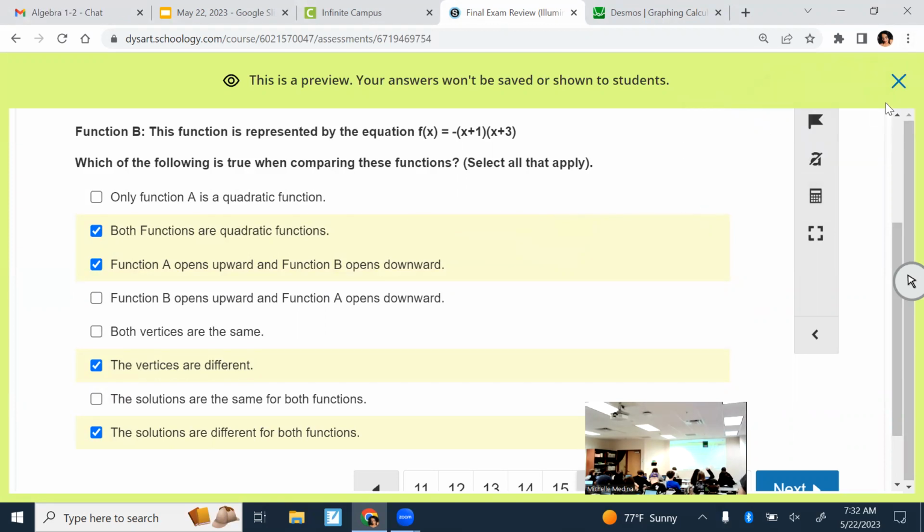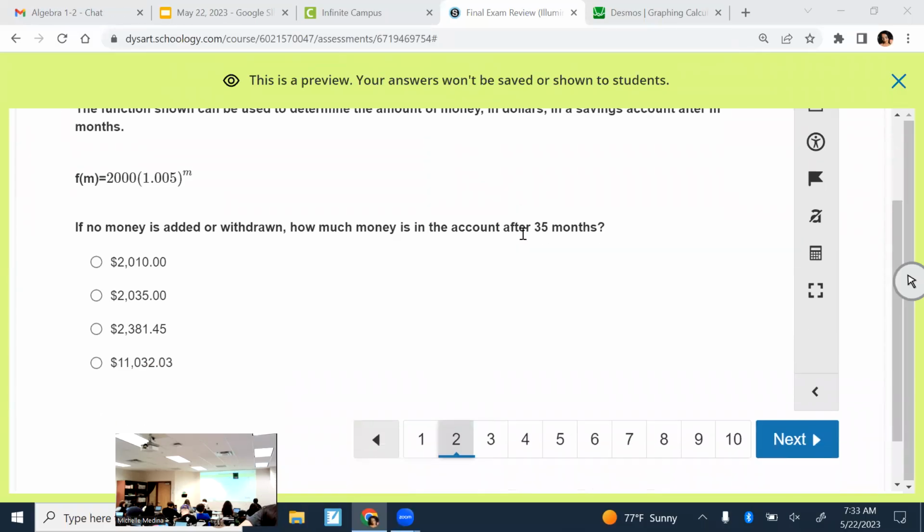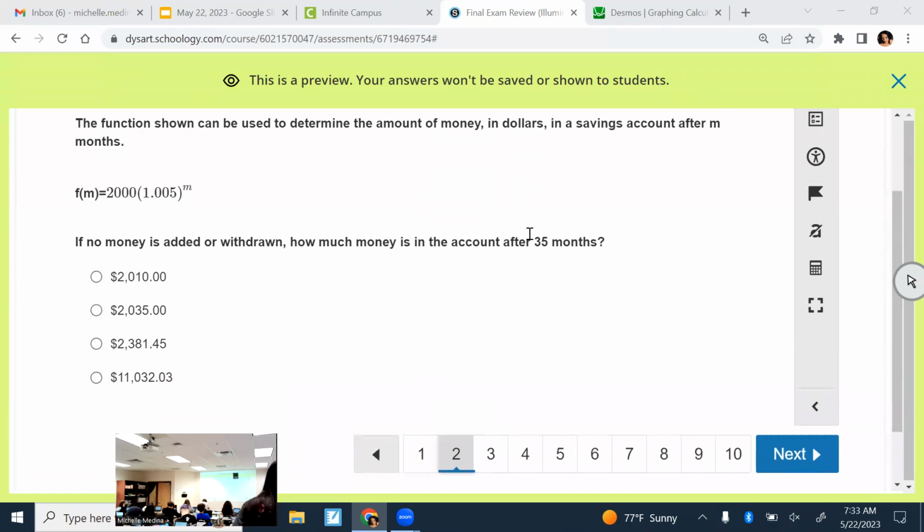Okay, then let's see. Let me pause this, Taya. Okay, so the function shown can be used to determine the amount of money in dollars in a savings account after m months. If no money is added or withdrawn, how much money is in the account after 35 months?